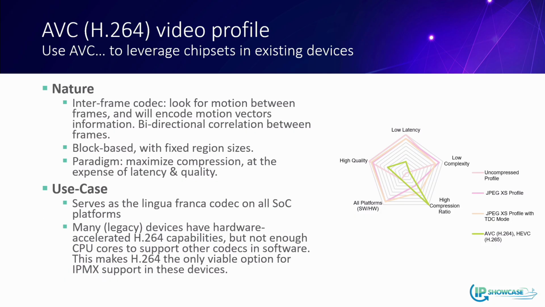Then we've got the H.264 video profile, which solves the same use case as HEVC, but it's a previous generation codec. The reason why it has been adopted in IPMX is that it's really the lingua franca codec on all SoC platforms, on all chips, really. And therefore, you're able to leverage any kind of device that has this accelerated capability. And on those devices, often you don't have enough processing power to go for other options. And so that means that it's therefore the only viable option to turn those devices into an IPMX endpoint.